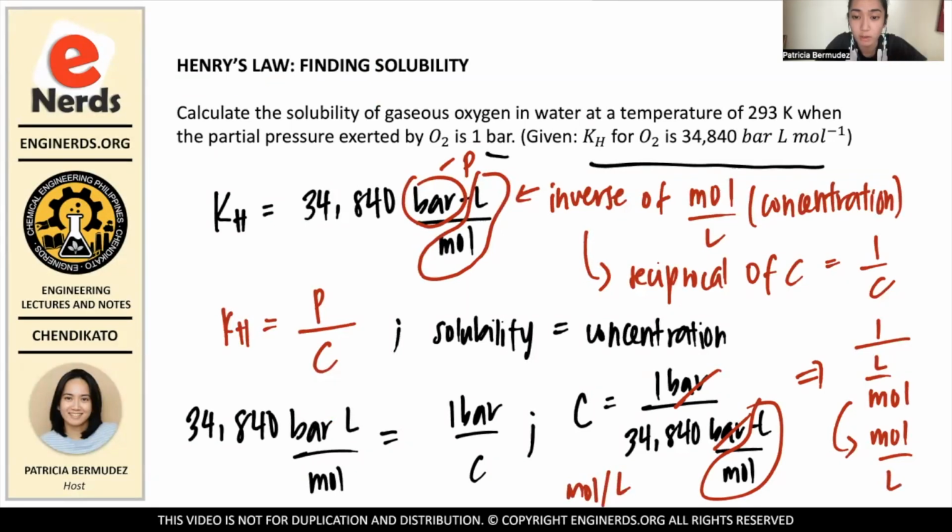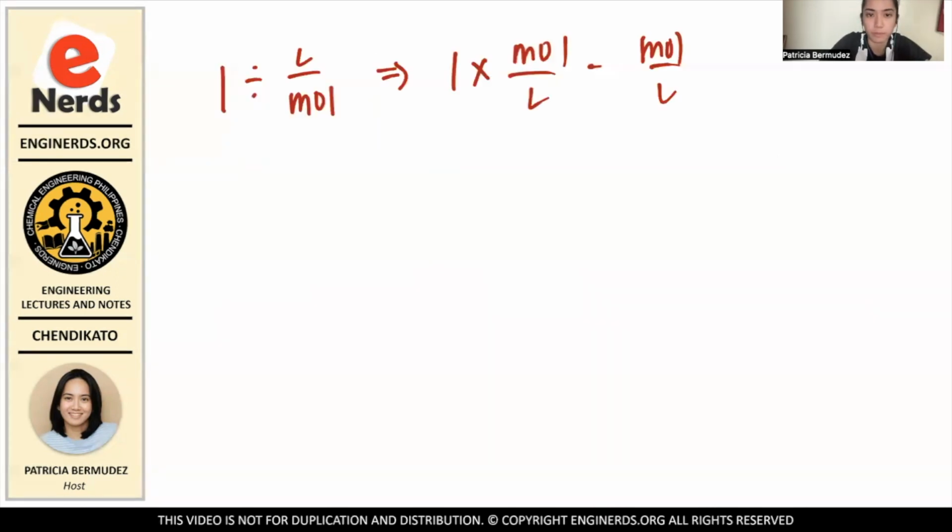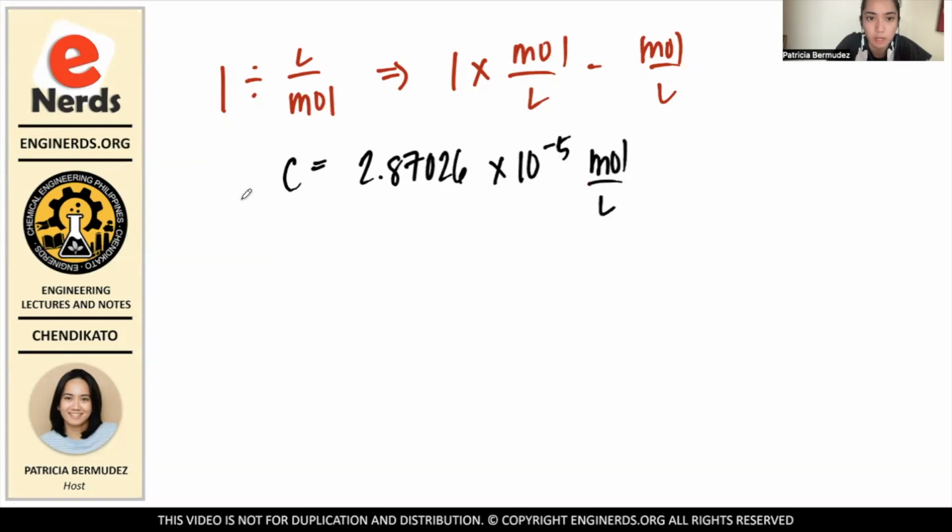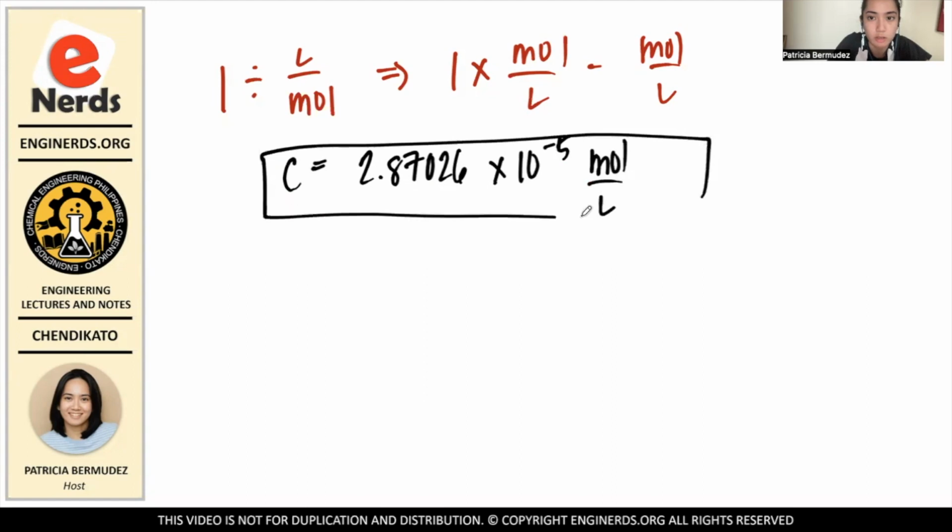So, calculating for the concentration, we have 1 divided by 34,840. And that is equal to 2.87026 times 10 raised to negative 5 moles per liter. And that is the concentration or the solubility of oxygen in the liquid. So that is our answer for the problem.